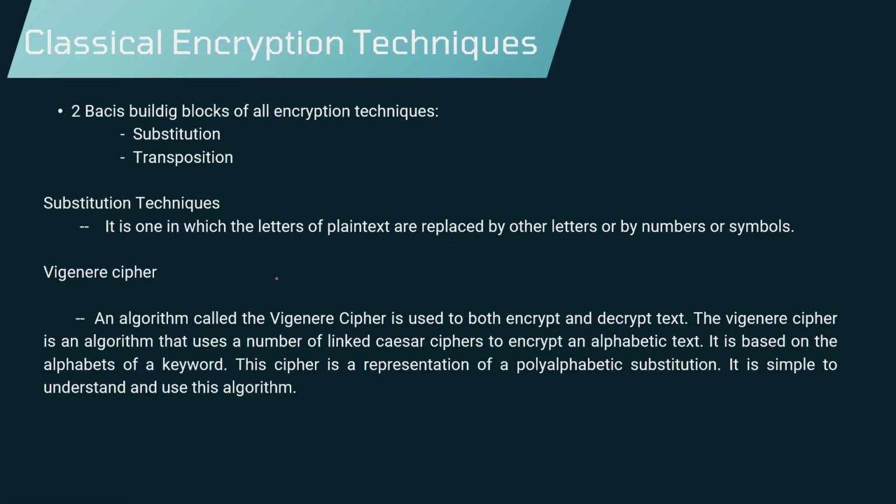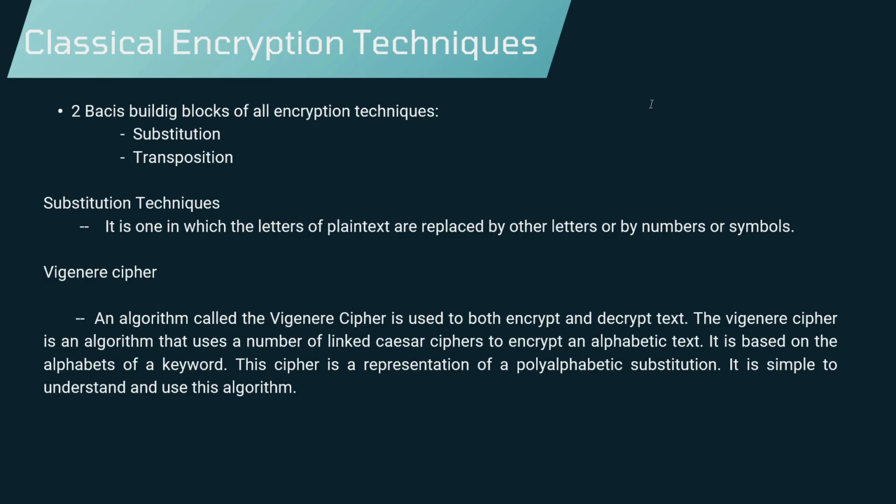So there are two basic building blocks of all encryption techniques, substitution and transposition. To understand Vigenere, you first need to understand these two pillars of classical encryption. Substitution is where we swap one letter for another, and transposition is where we keep the letters the same but scramble their position alone. We will look more deeply at substitution and transposition in future videos.